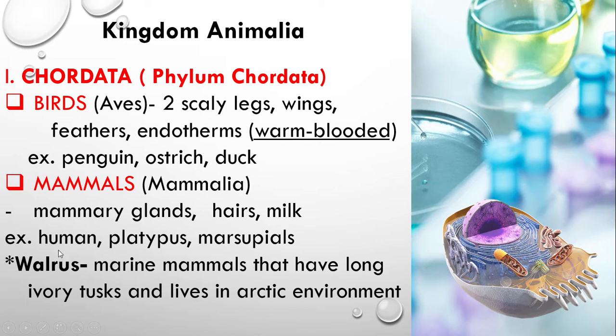So important to remember this one, a mammal in the Arctic environment called the walrus. It usually comes back again and again in the licensure examination. So the walrus is a marine mammal that has long ivory tusks and lives in the Arctic environment.